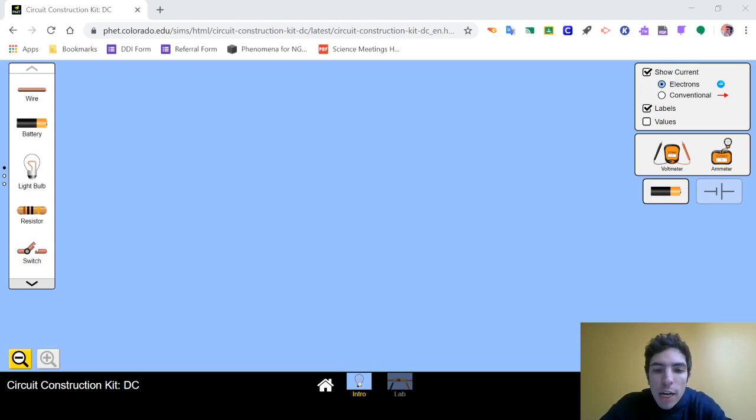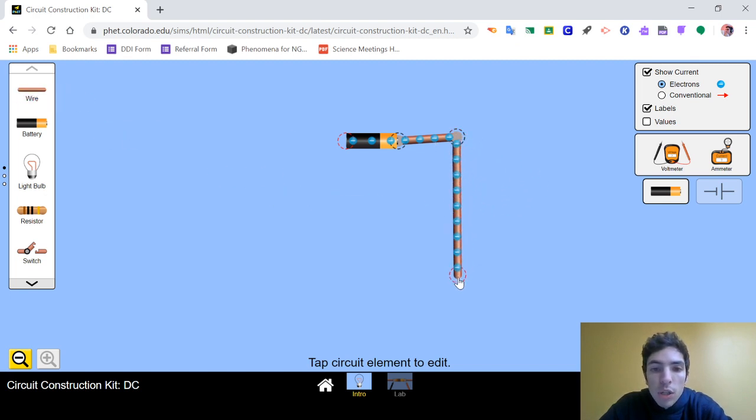Okay, so now we're actually starting to build a circuit and we're going to analyze a circuit in depth today. So to begin this, we're in the same simulation that we were in last week, or a slightly different link, but it looks very, very similar. But we're going to need a battery. That's going to be what provides some electrical potential or some voltage into our system.